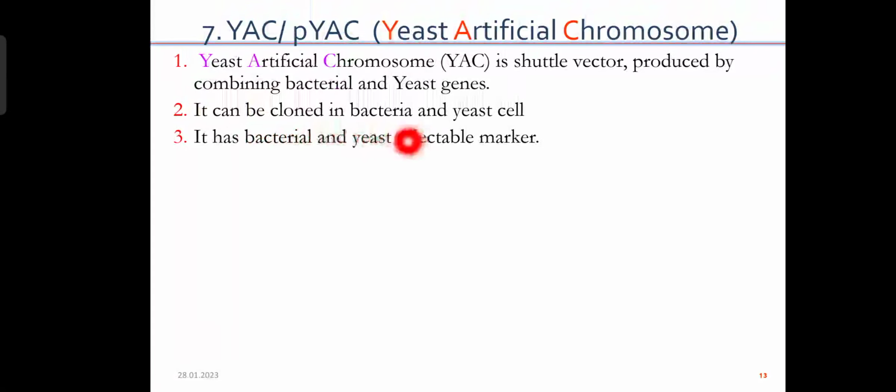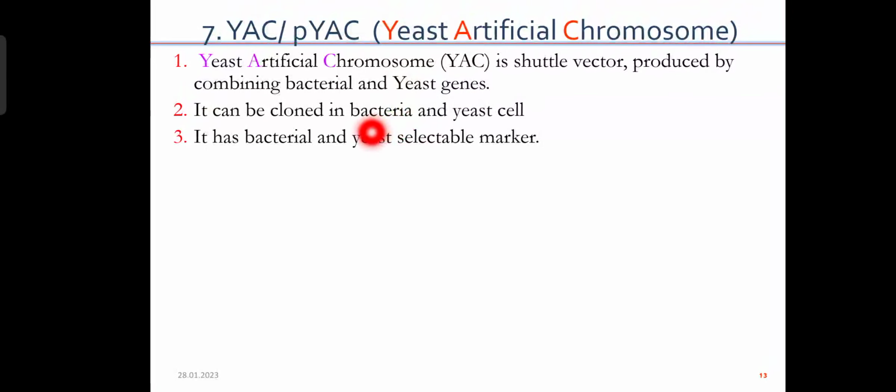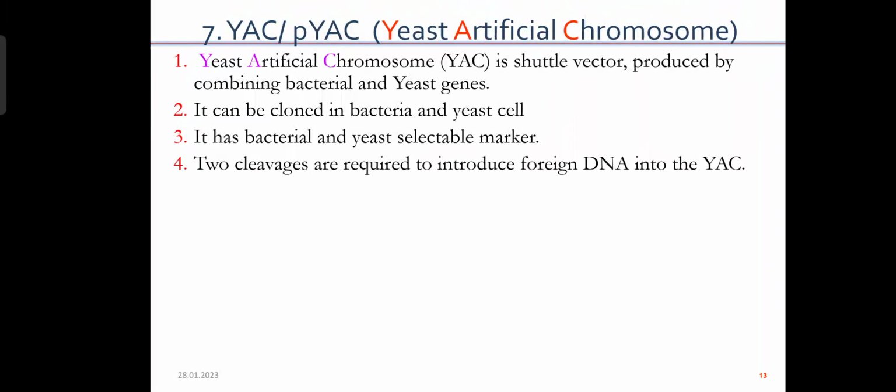It has bacterial and yeast selectable markers. So it can work on both sides, inside bacteria as well as inside the yeast cell. Accordingly, there are selectable markers. Two cleavages are required to introduce foreign DNA into the YAC. So this YAC, or yeast artificial chromosome, needs to cleave at two locations to insert our gene of interest, or foreign DNA.